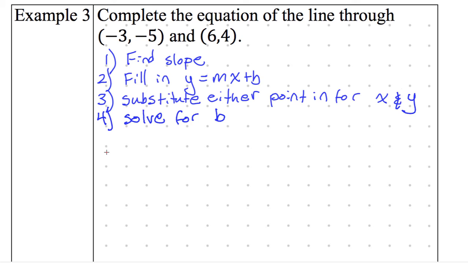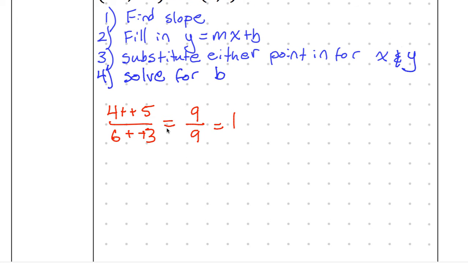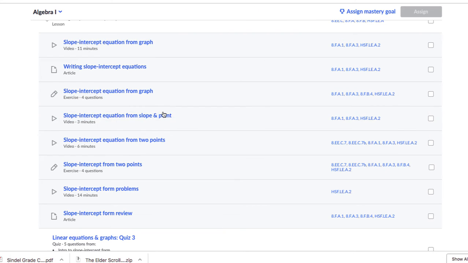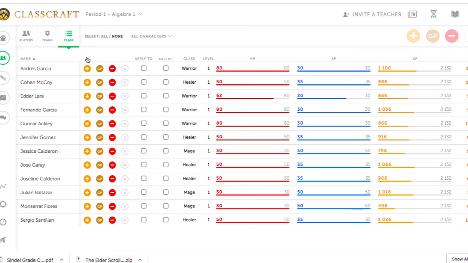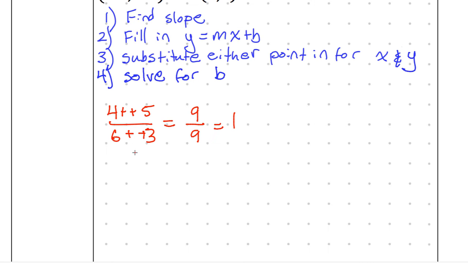Go for it, Andres. So it's going to be 4 minus negative 5, the change in y over the change in x, which is 6 minus negative 3. And that simplifies to, Andres? When negatives kiss, you make them positive. Okay, and then it's 9 over 9, which reduces to 1. Perfect. All right, Andres, you got your XP. Andres, XP, 50. Next.